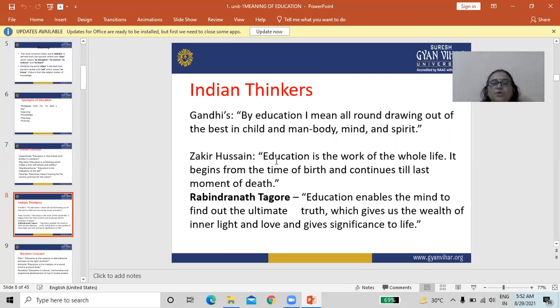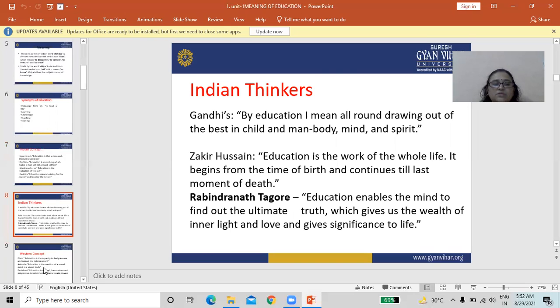According to Rabindranath Tagore, education enables the mind to find out the ultimate truth, which gives us the wealth of inner light and love and gives significance to life. These are some definitions according to Indian thinkers.